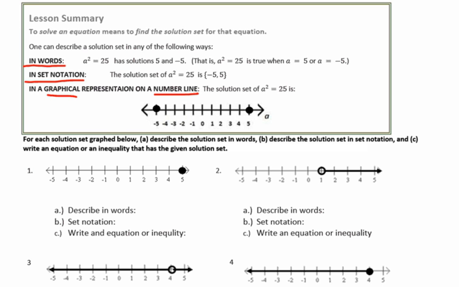If you notice on number one, there is just a closed circle right here. That means that the number 5 is the only solution for this problem. So describe this in words. The solution is 5. Okay, the solution is 5. That's the only answer here.